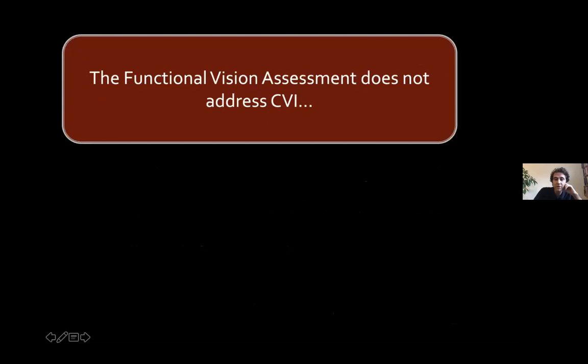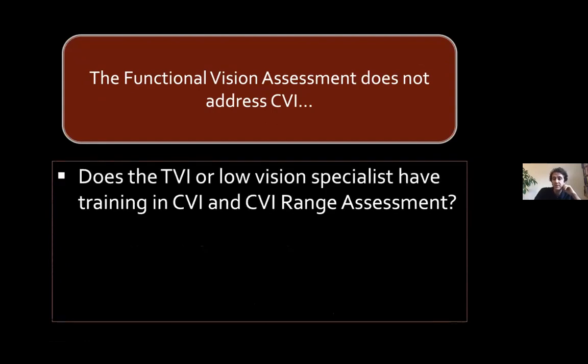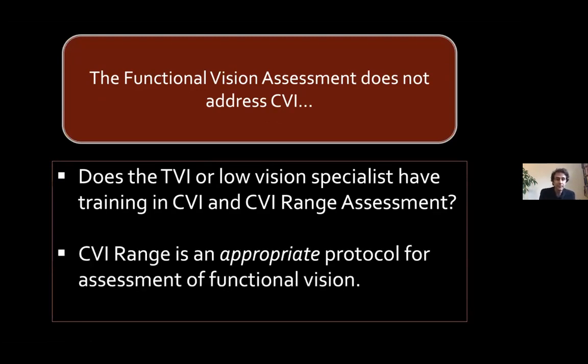So what if the functional vision assessment itself doesn't address CVI? Then you want to ask the same kind of question. Does the vision specialist, the educational vision specialist, have training in CVI, and specifically in using an assessment that is appropriate to addressing the unique characteristics of CVI, which is the CVI Range? The CVI Range is a specific assessment protocol, which we'll cover a little bit more in a bit, which is geared specifically towards understanding the characteristic visual behaviors of CVI.